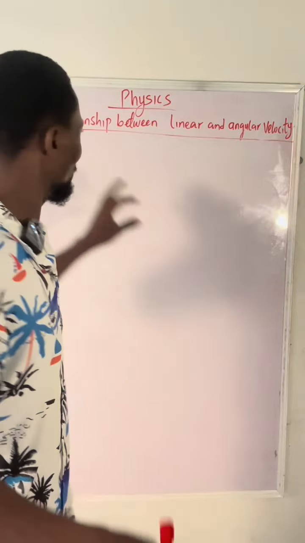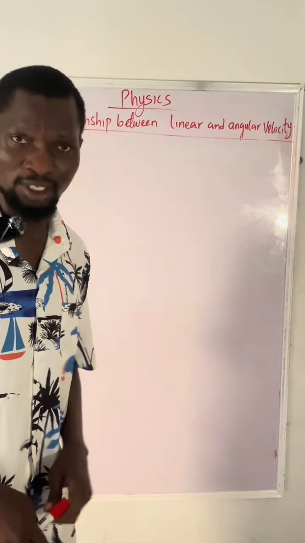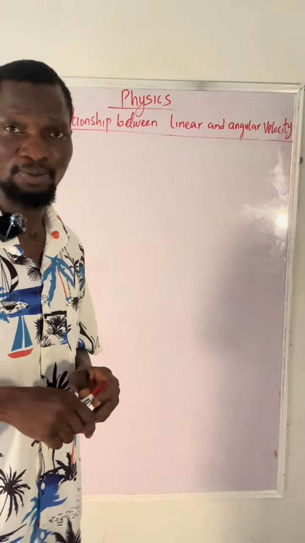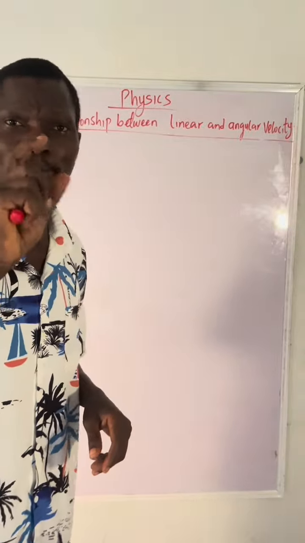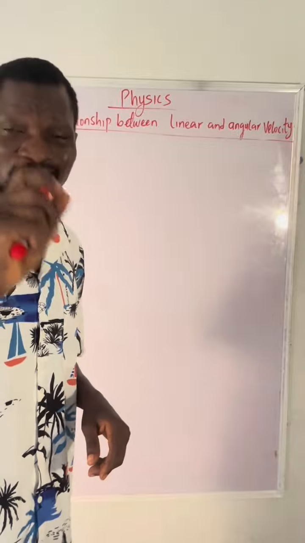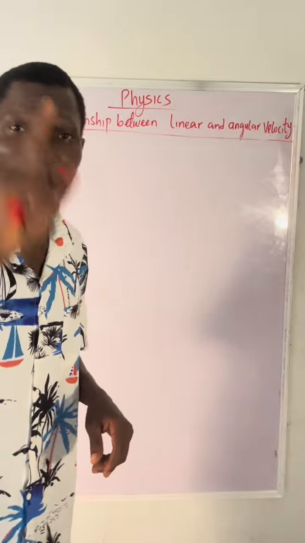Today, I'm going to be showing you the relationship between linear and angular velocity. So stay with me. Now, the first thing you need to understand is that angle can be measured in degrees, it can be measured in radians, and it can be measured in revolutions.